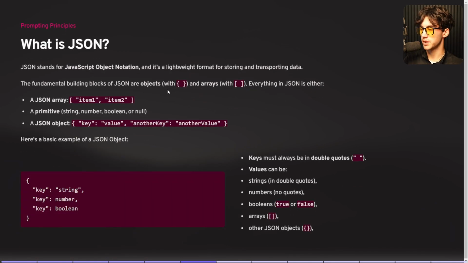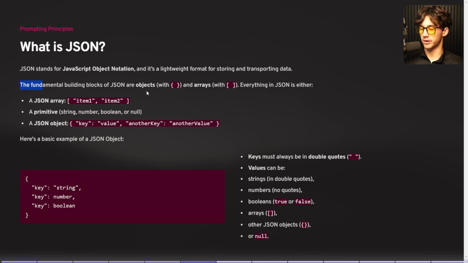What is JSON? JSON stands technically for JavaScript Object Notation. It's a lightweight format for storing and transporting data. The fundamental building blocks of JSON are objects with these curly braces and arrays with these square brackets here. Everything in JSON is either a JSON array, item 1, item 2. We're going to dive deeper into how to structure this. A primitive: string, number, Boolean, or null, or a JSON object with key value pairs. So key value, key value.